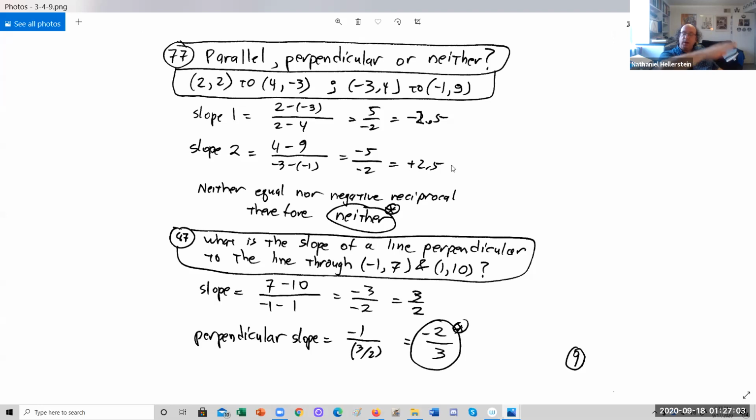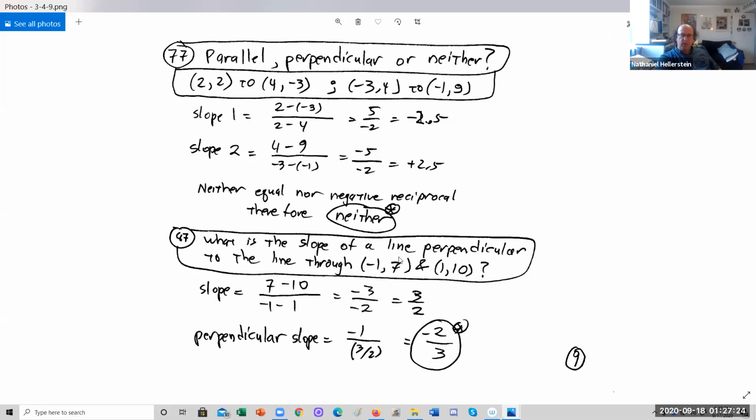What that means is, if one of the lines is going like this, and the other line is going like this, they're reflected across the y-axis, reflected up or down. But that's not the same as parallel, equal, or negative reciprocal, so therefore they are neither parallel nor perpendicular.